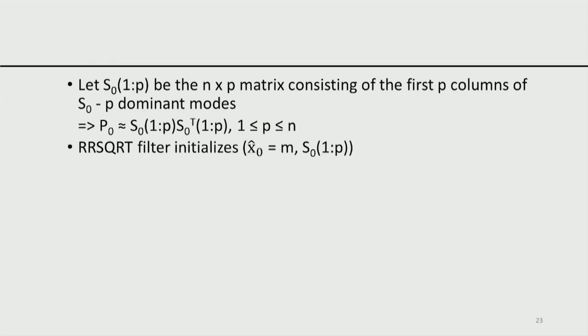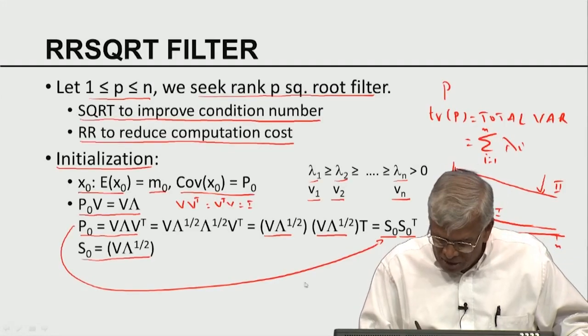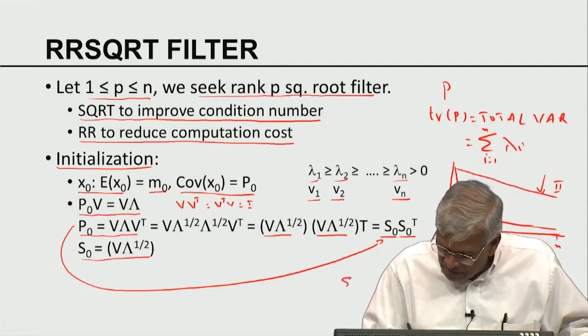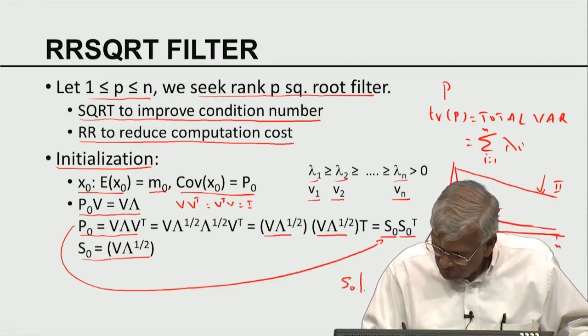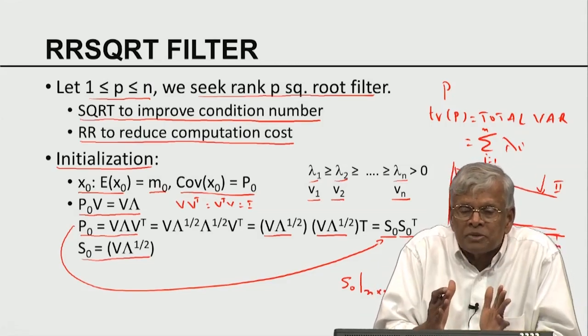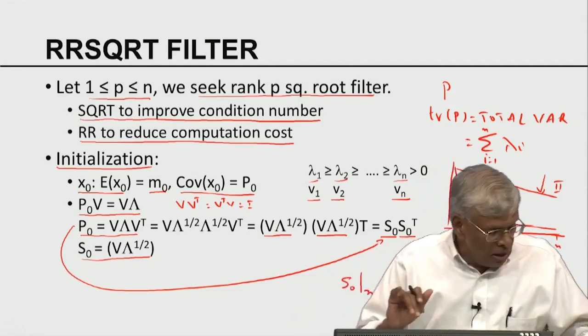So if I do that, S naught, please go back to the previous one, what is S naught? S naught is an n by n matrix. I am going to keep the first p columns of it and drop the last n minus p columns.